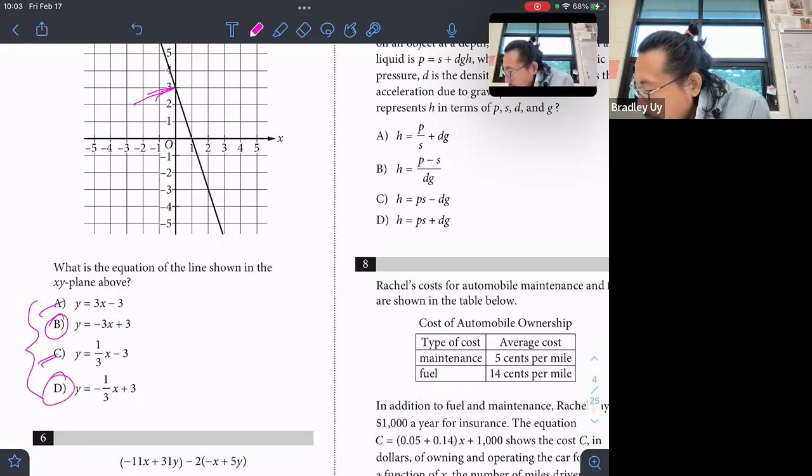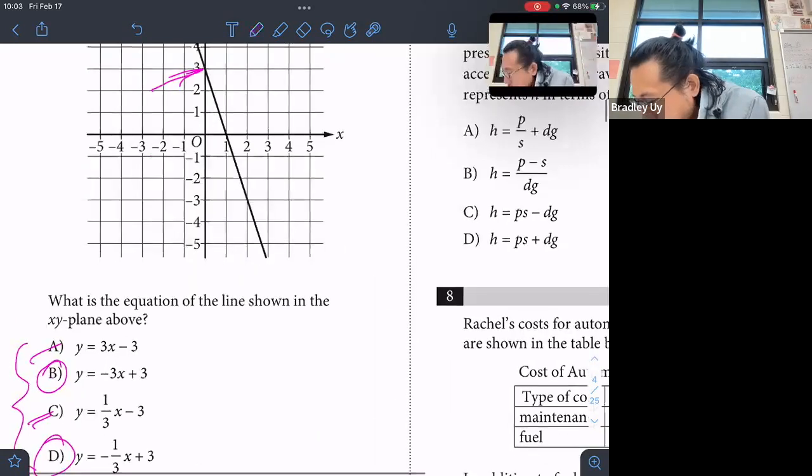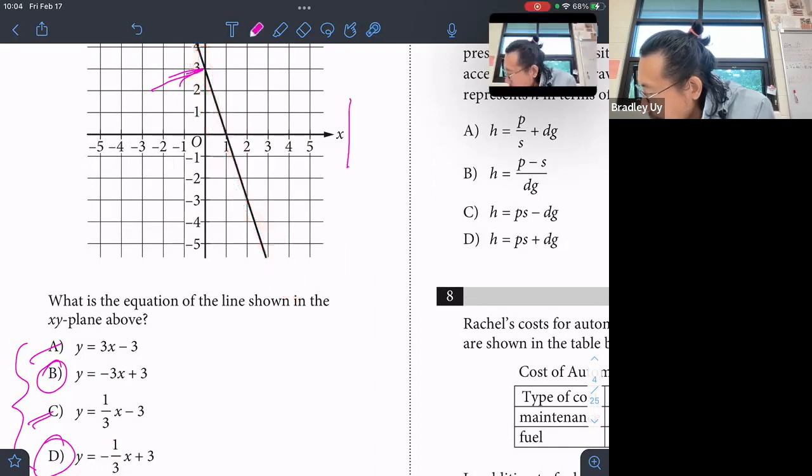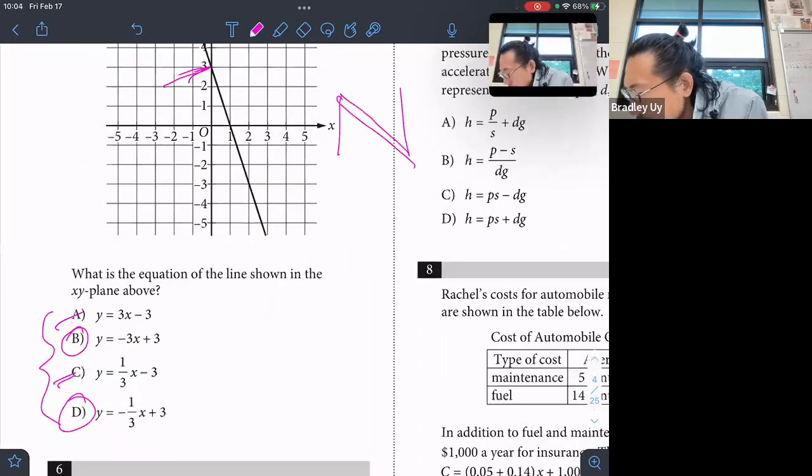The only distinguishing factor between these two is that they have different slopes. They're both negative, which is correct. This is a negative slope. If you draw a capital N, that's one way you can think about a negative slope.